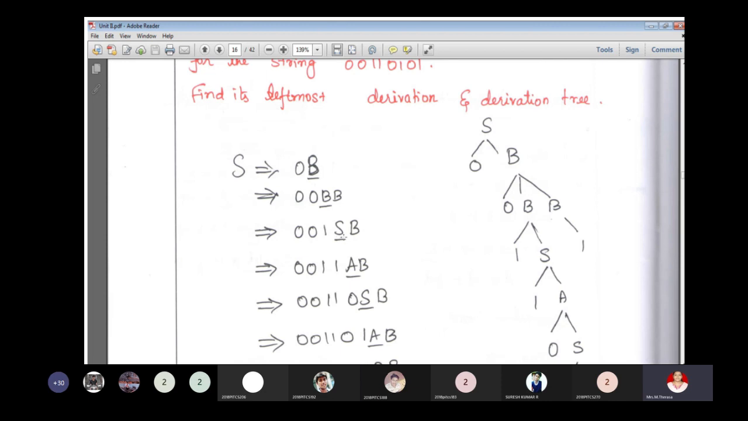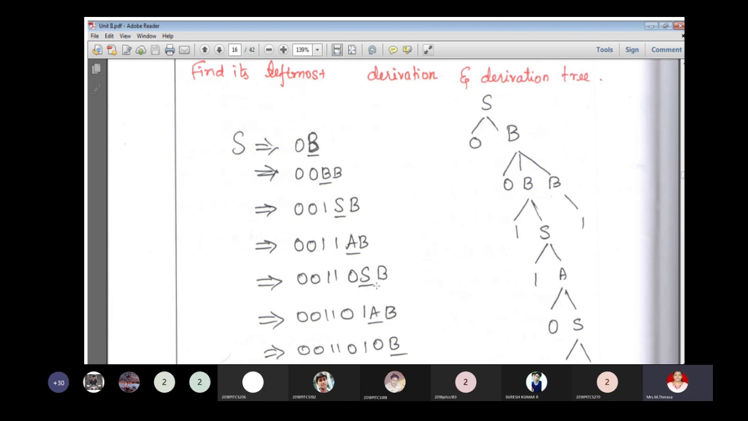Again you have two non-terminals S and B. Again you have to choose the leftmost non-terminal S, and this S can be replaced with 1A. Again you have two non-terminals A and S. Again you have to choose the leftmost. So A is the leftmost, so you can replace this A by 0S.